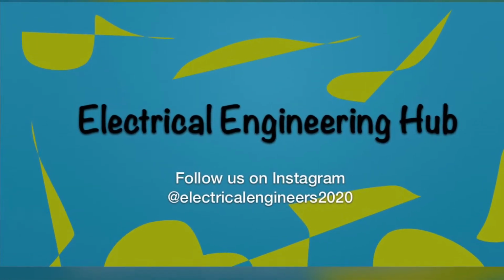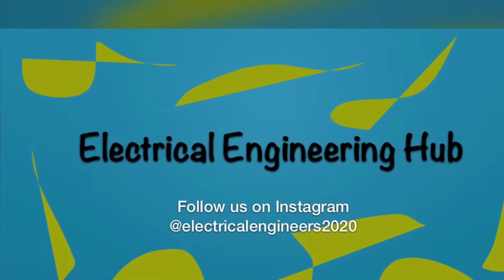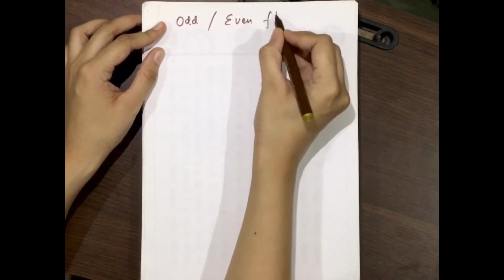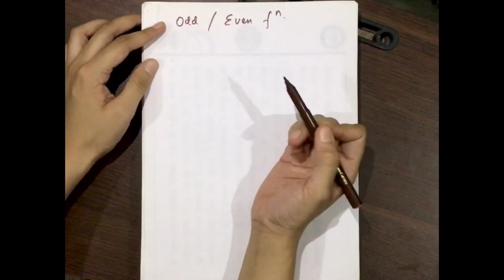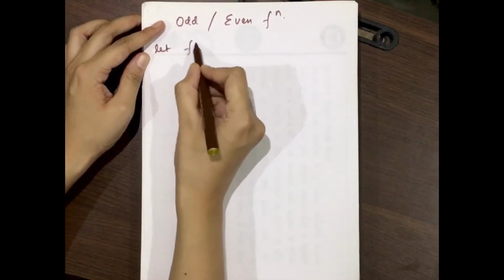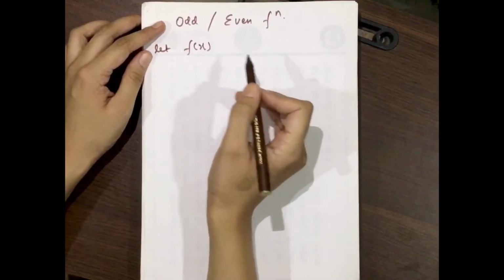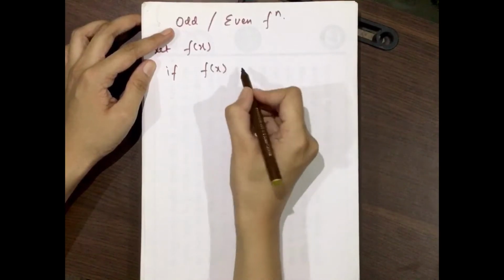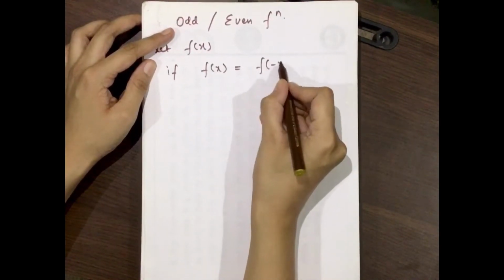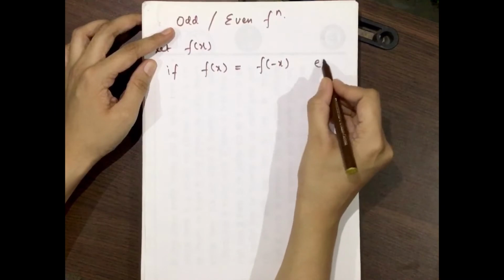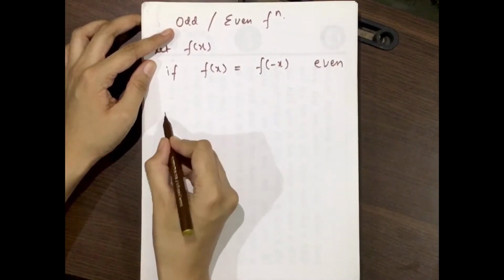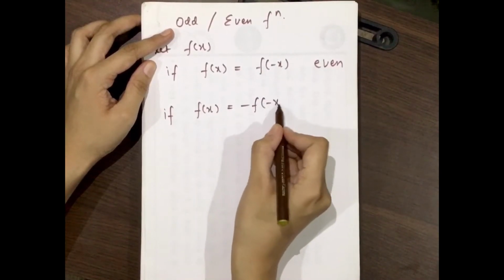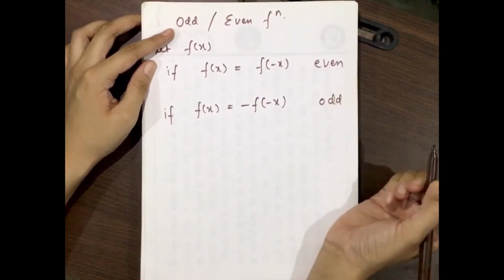Hey everyone, welcome back. So today let's start with the very basic definition of odd and even functions. So how to define odd and even functions. Let f(x) be a function. Now there are two conditions. If f(x) is equal to f(-x), then it is an even function, and if f(x) is equal to -f(-x), then it is an odd function.